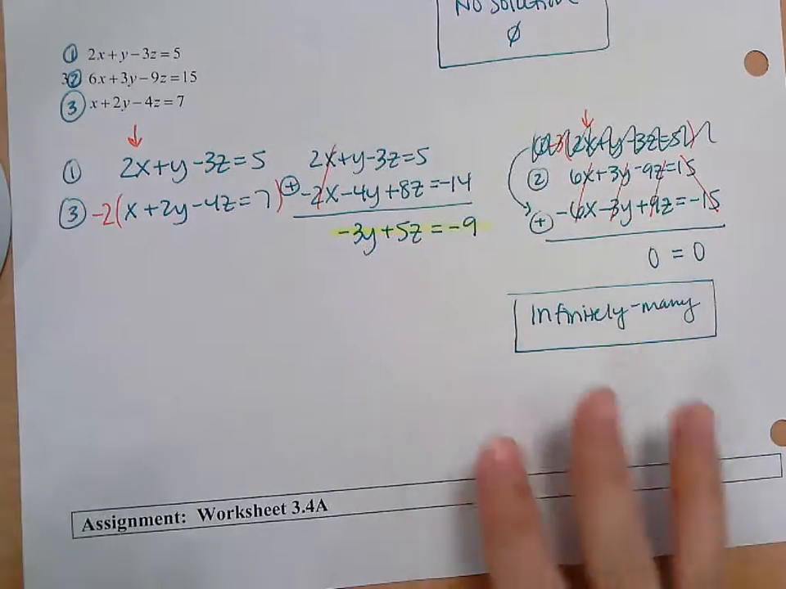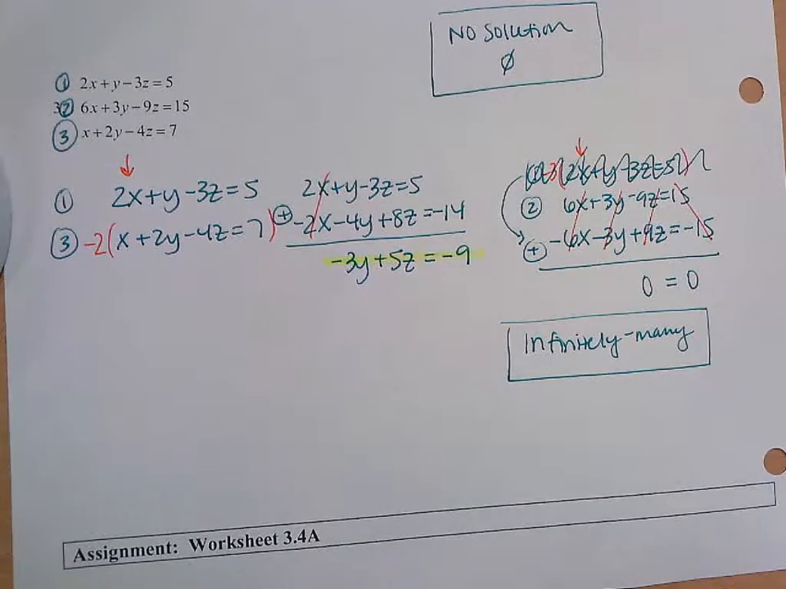These can be tricky with the 0 equals 0, so make sure you're choosing the right answer, infinitely many or no solution. Otherwise, you actually get one solution, and you should get a value for x, y, and z, or whatever your variables are.